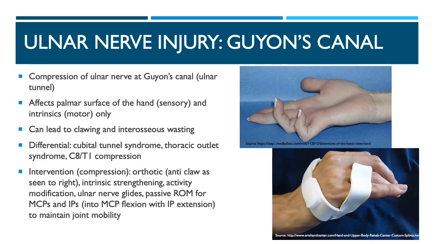What you'll see is MCP hyperextension and IP flexion. So that's both the PIP and the DIP. This happens because there's an imbalance in the intrinsic and the extrinsic muscles of the hand. So what you're losing here is primarily the lumbricals of those two digits. The job of the lumbricals is to bring the MCPs in flexion with IP extension. So when you see this clawing, you can tell that the lumbrical is not pulling the MCP down into flexion.